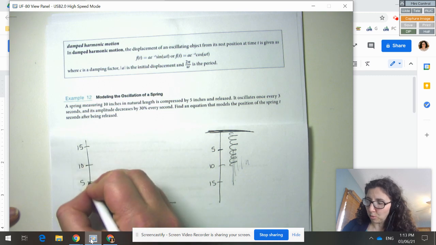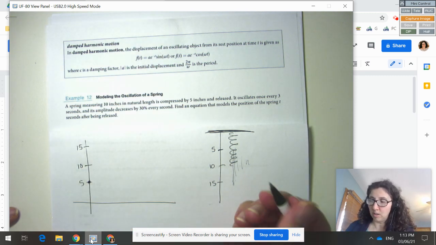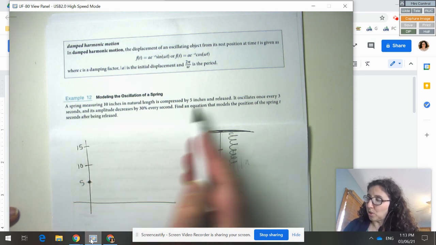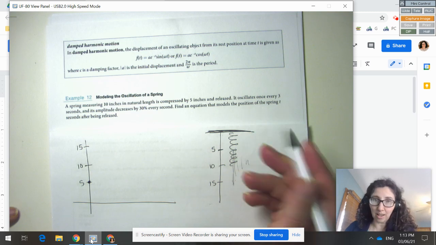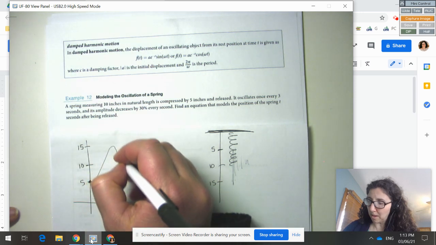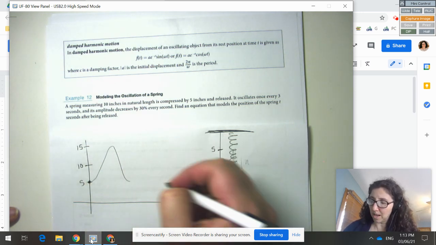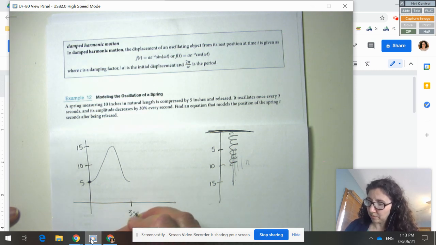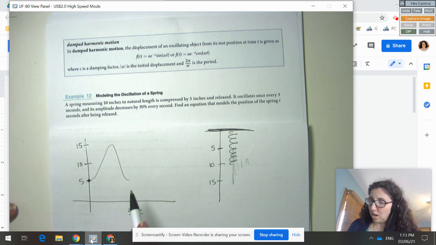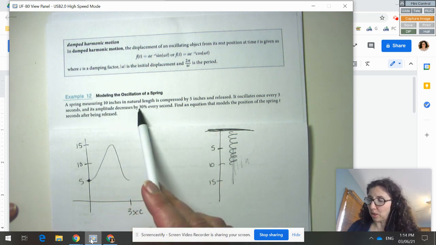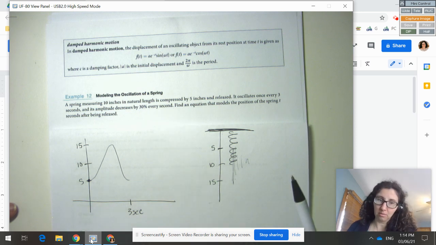So at time 0, we're here at 5, right? Okay, so it oscillates once every 3 seconds. So we know it's going to look something like it's going to go up and then down, and then back up and down and back up and down. That period is going to be 3 seconds. Okay. And it tells us its amplitude decreases by 30% every second.